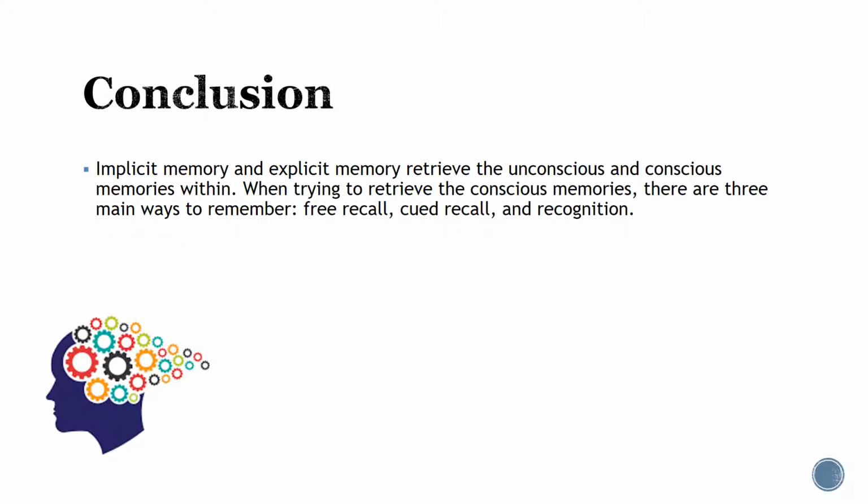An implicit memory and explicit memory retrieve the unconscious and conscious memories within. When trying to retrieve the conscious memories, there are three main ways to remember: free recall, cued recall, and recognition.